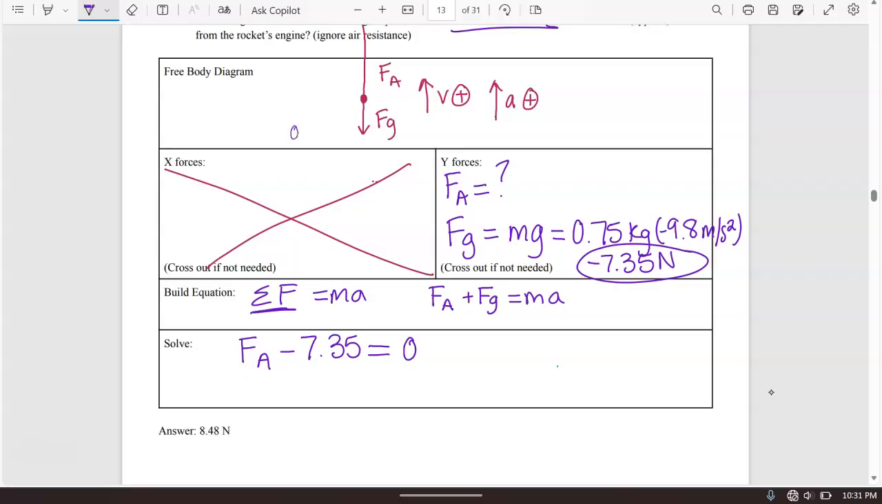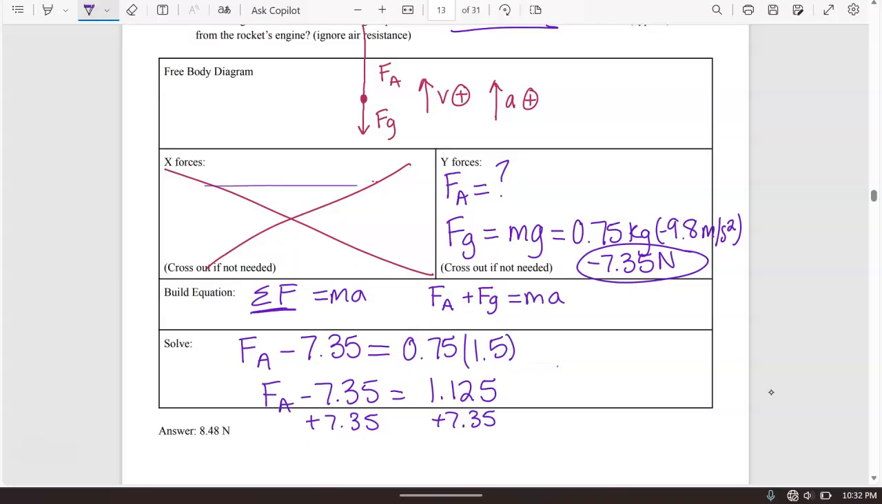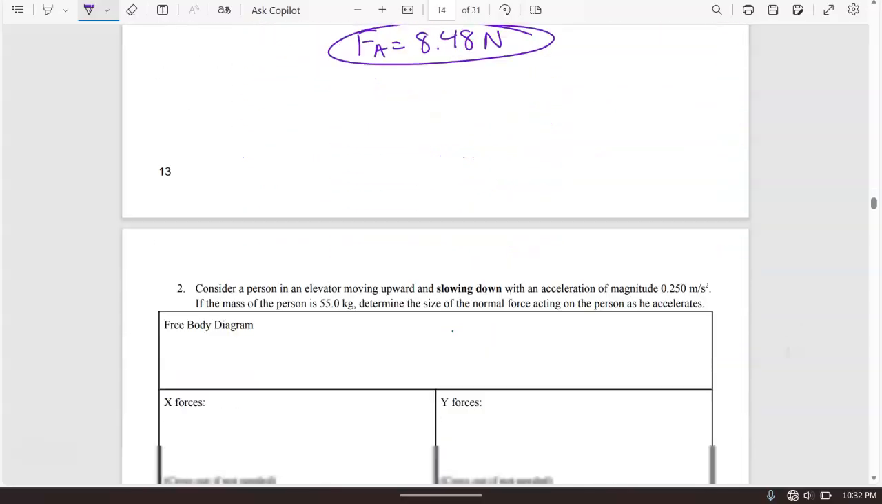Then I'm going to go ahead and plug in for my mass, and then my acceleration is going to be that positive 1.5. Then my only unknown is my applied force, so I can go ahead and solve for it algebraically here. 0.75 times 1.5 is 1.125. I will add 7.35 on both sides. And when we add those together and we round, we come to that 8.48 newtons. So there's my applied force. Let's go ahead and try another one.